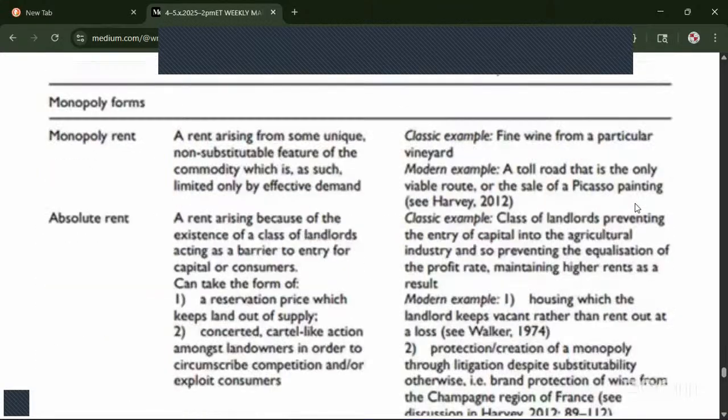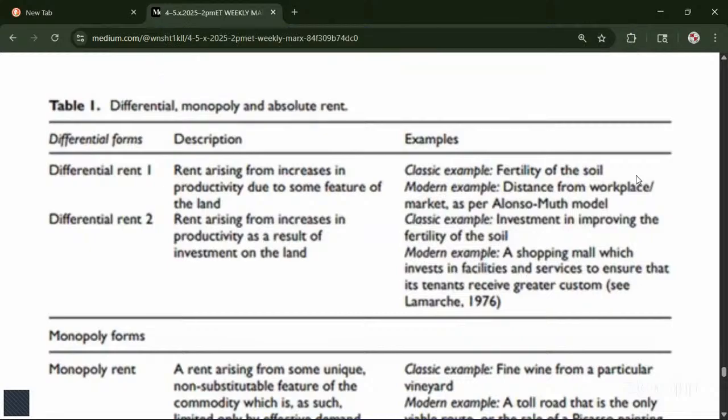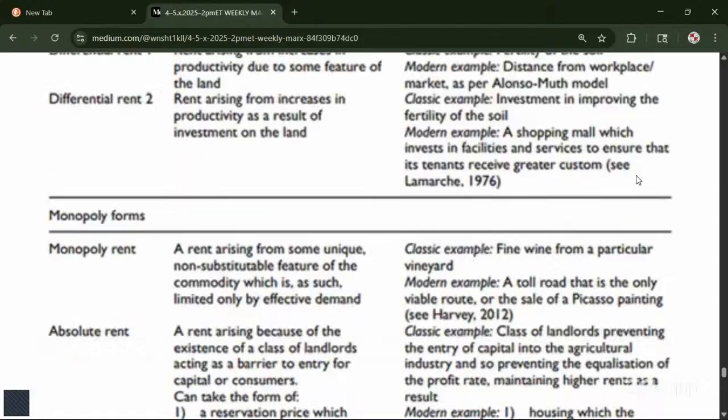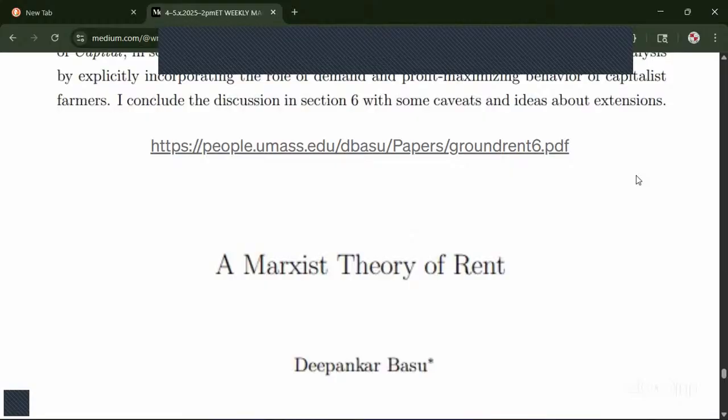So we may conclude that I've included, as I have before, a larger table that summarizes. Yes, there is a summary. There's a way of simplifying all this. And you can see that there are examples of a modern type that relate to differential rent 1, differential rent 2, monopoly rent, and absolute rent. And I've added to this the same sort of modern approach that is not considered necessarily by Marx, or it's an elaboration of Marx's argument by Dipankar Basu, a Marxist theory of rent.